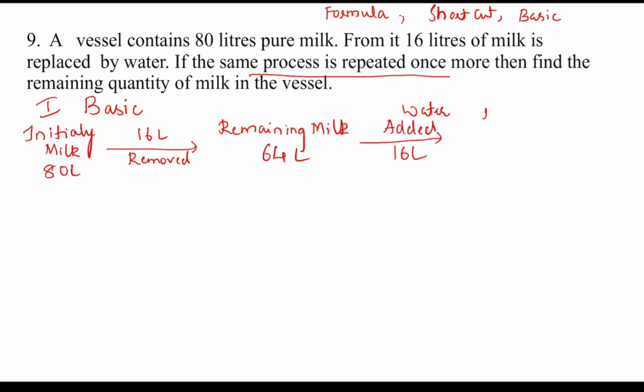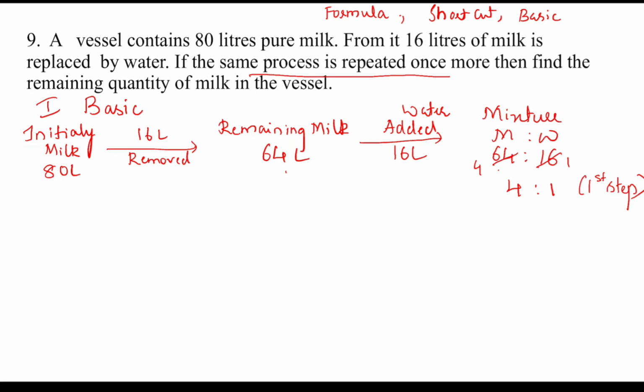Now it will not be pure milk, it will become a mixture of milk and water. Milk will be 64 liters and water will be 16 liters. Because 16 liters of milk is removed, the remaining is 64 liters, and in that 64 liters, 16 liters of water is added. So milk and water will be in the ratio 4:1. 16 ones are 16, 16 fours are 64. So this is our first step, the first process.